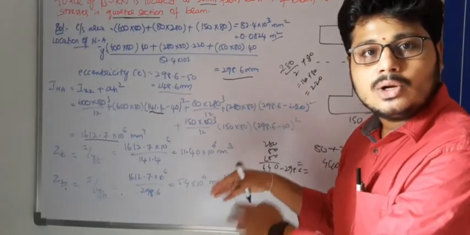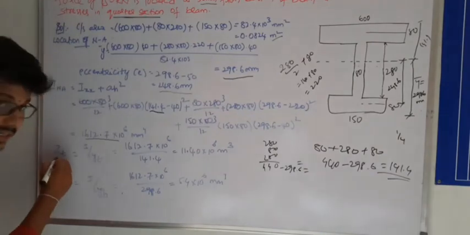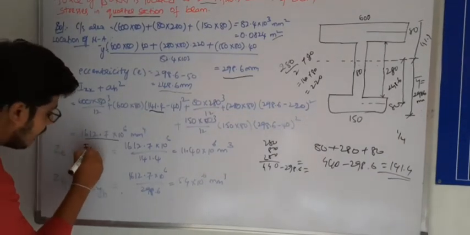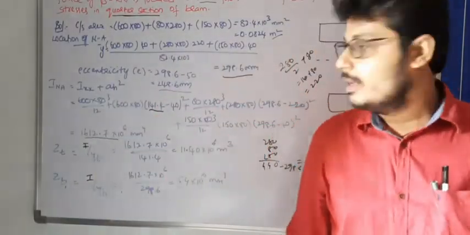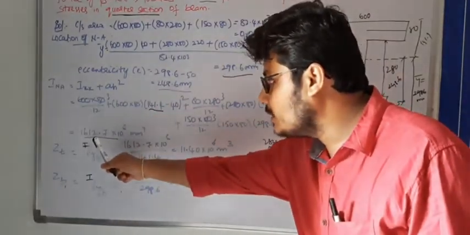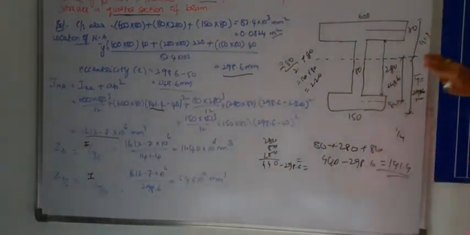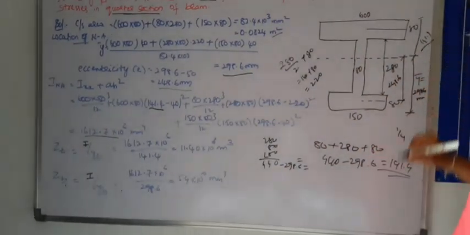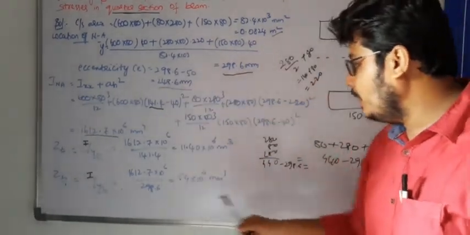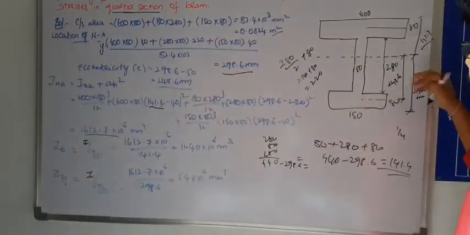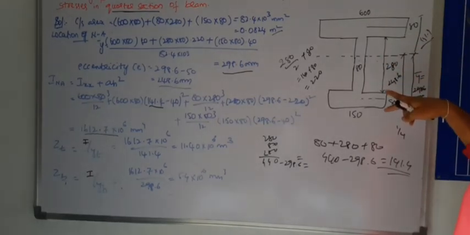I already told you we should calculate the section modulus at top and bottom. ZT, the section modulus at top, is I by YT. The I value I already got is 1612.7 times 10 power 6. YT is the distance to the top, that is 141.4, and the distance to the bottom is 298.6. So neutral axis above means top, neutral axis below means bottom.